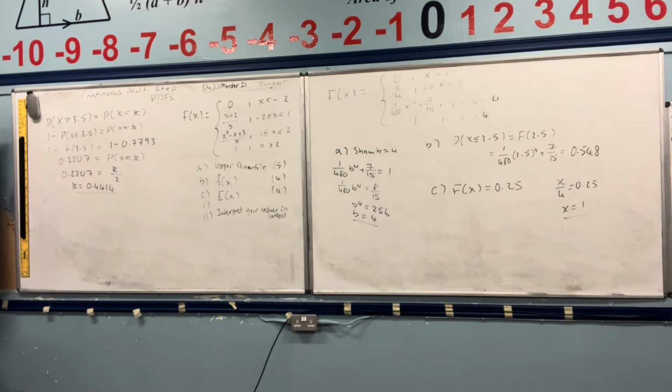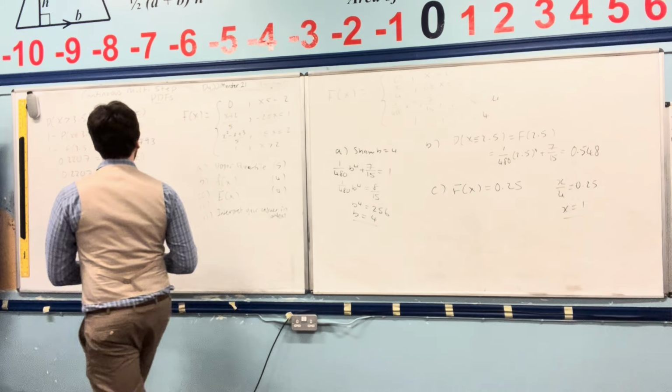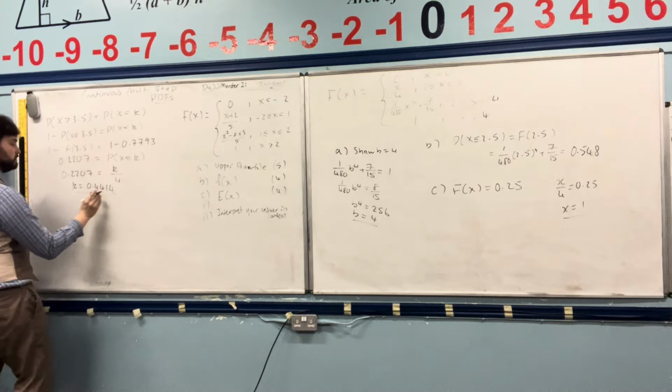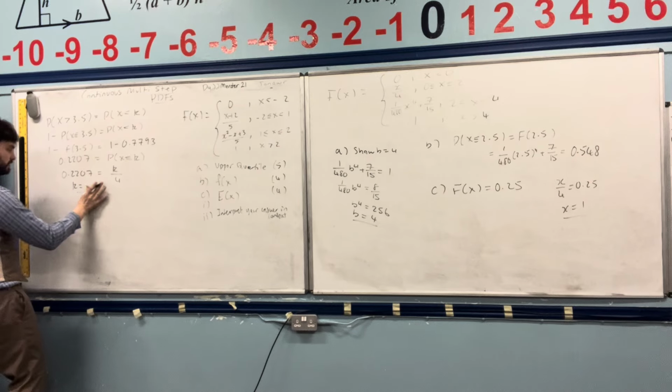Wait, am I? Oh, hang on. On the last one, I've made a stupid mistake. It's x over 4. This would be over 4 here times 4. I'm an idiot. So it'd be 0.8828. Sorry, yeah, I made a stupid mistake there. I just misread the thing. Sorry about that. Same idea.